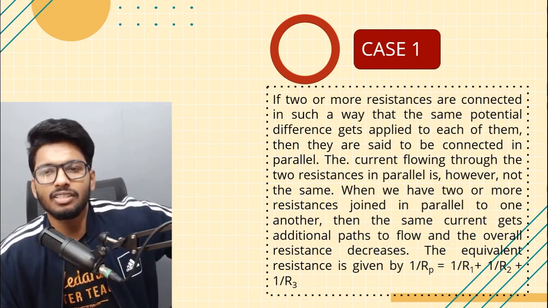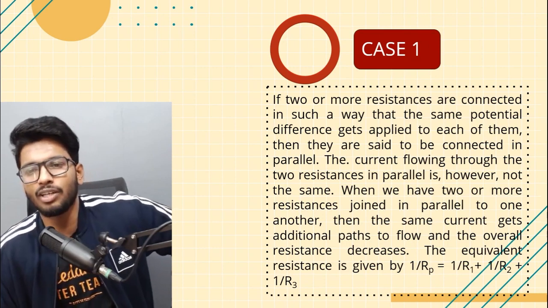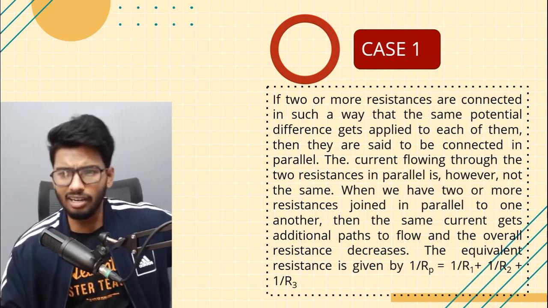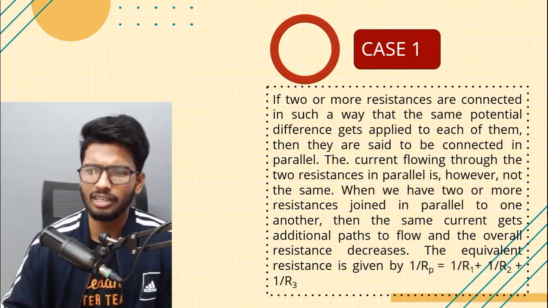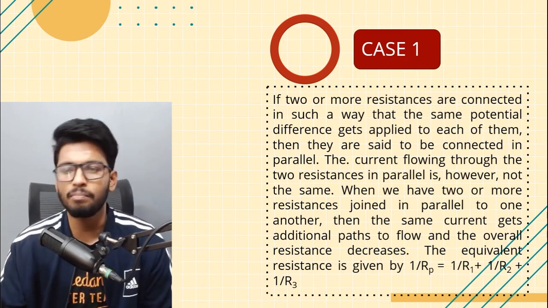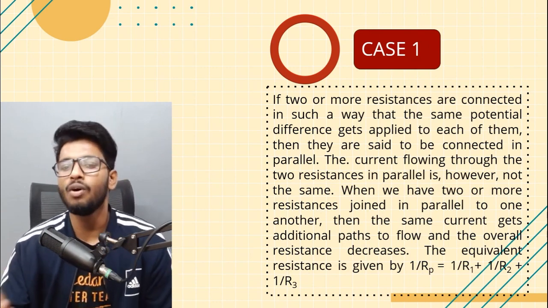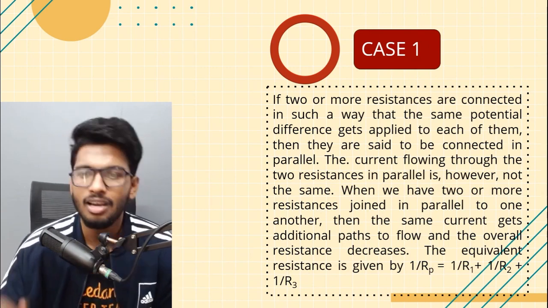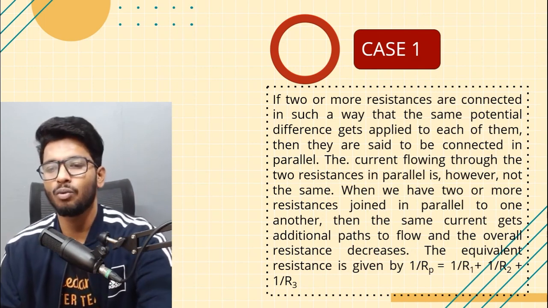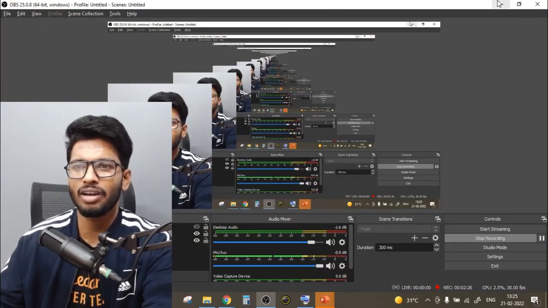If 2 or more resistances are connected in such a way that the same potential difference gets applied to each of them, then they are said to be connected in parallel. The current flowing through these 2 resistors in parallel is, however, not the same. When we have 2 or more resistors joined in parallel to one another, then the same current gets additional paths to flow and the overall resistance decreases. The equivalent resistance is given by 1/Rp = 1/R1 + 1/R2 + 1/R3.